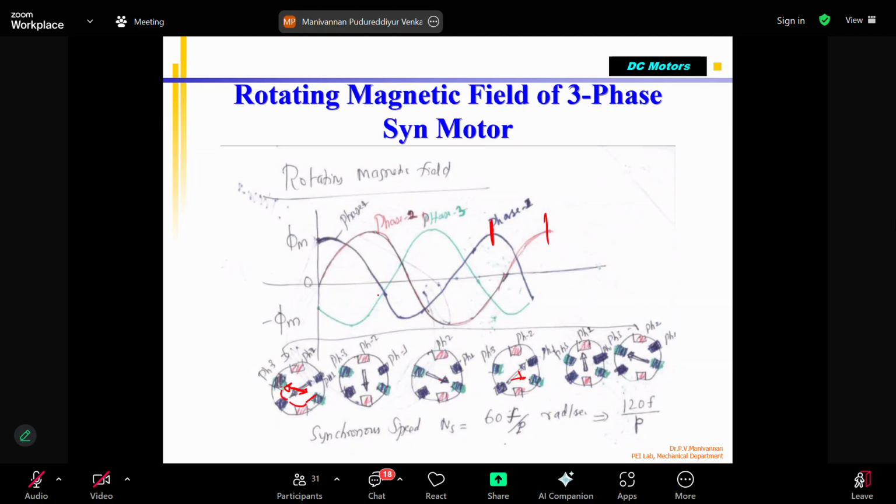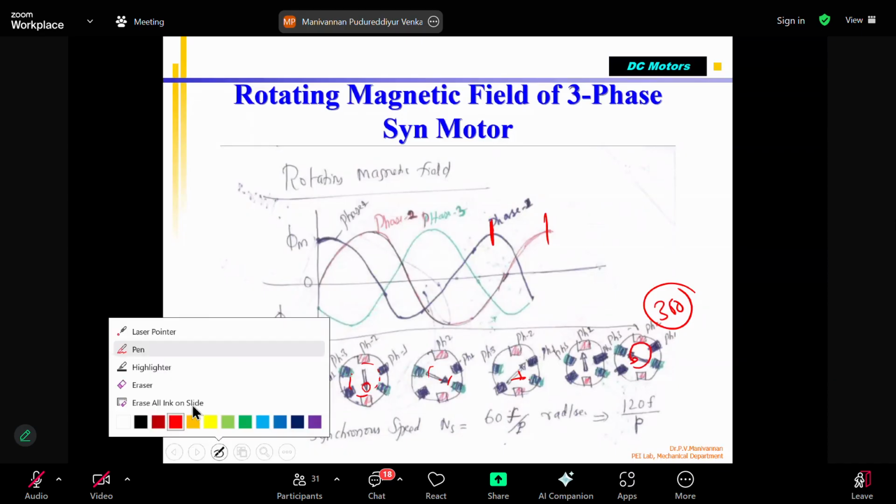And the resultant magnetic field, which attracts the rotor, is passing from one pole to the next pole, like this, correct? So by the time you will see that within the 2 cycles, the rotor would have rotated 360 degrees. Correct? So this is what rotating means.